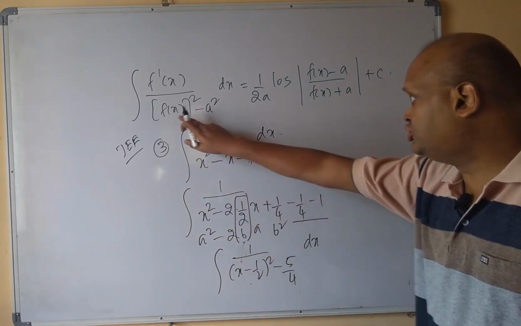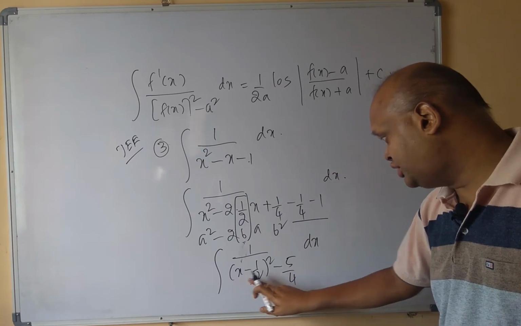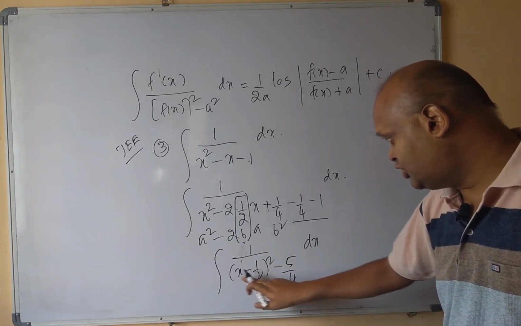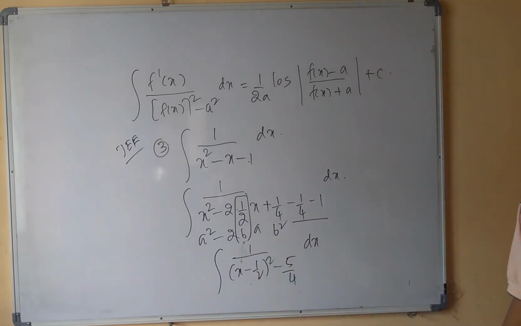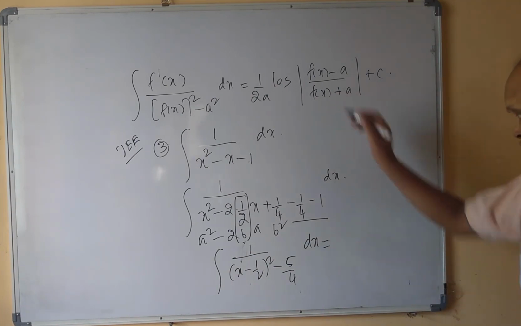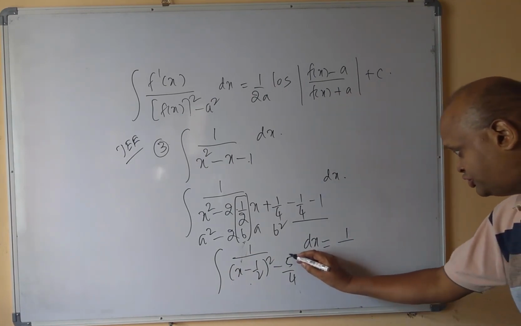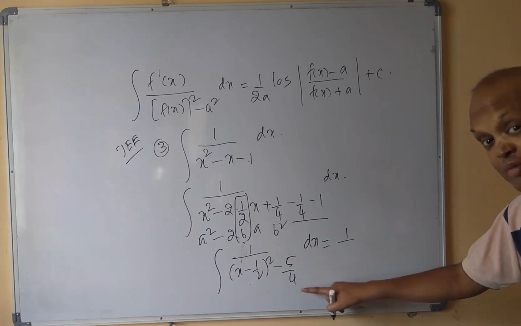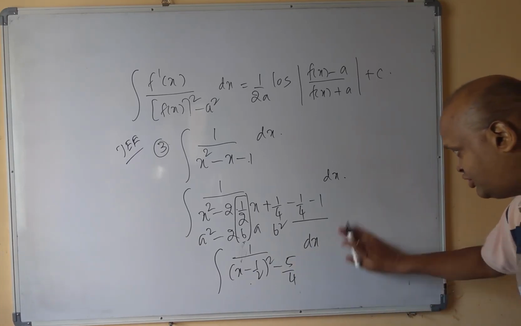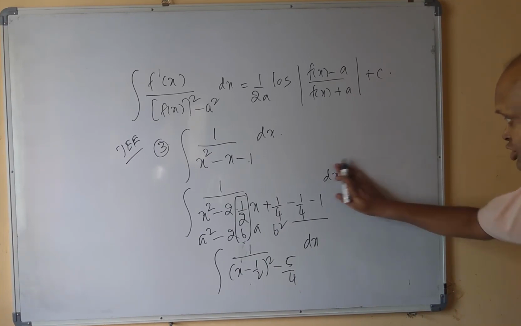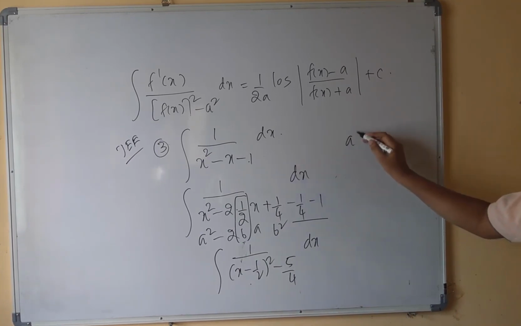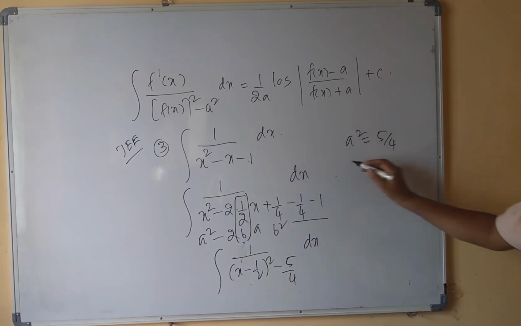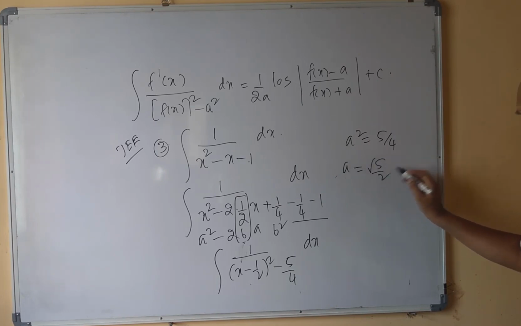Definitely we have brought it into this form. And what is your f(x)? x minus 1 by 2. And what is its derivative? Its derivative is 1. So I am going to write the answer directly. What is a square here? Your a square is 5 by 4. A square is 5 by 4 means a is root 5 by 2.